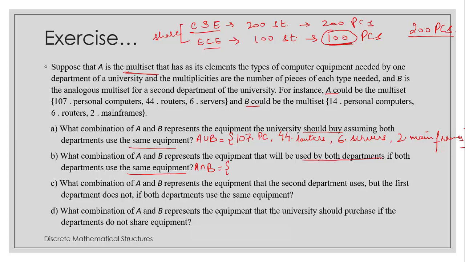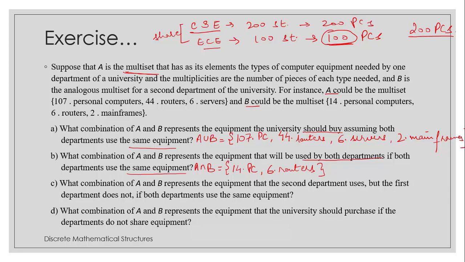So in intersection, multiplicity is minimum. So that will be 14 personal computers, 6 routers, and then servers will be 0 and mainframes is also 0. So this is the answer.